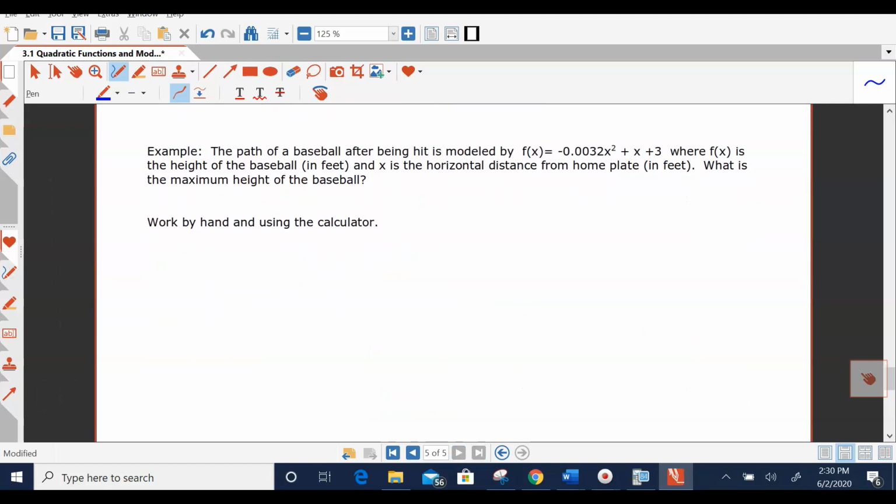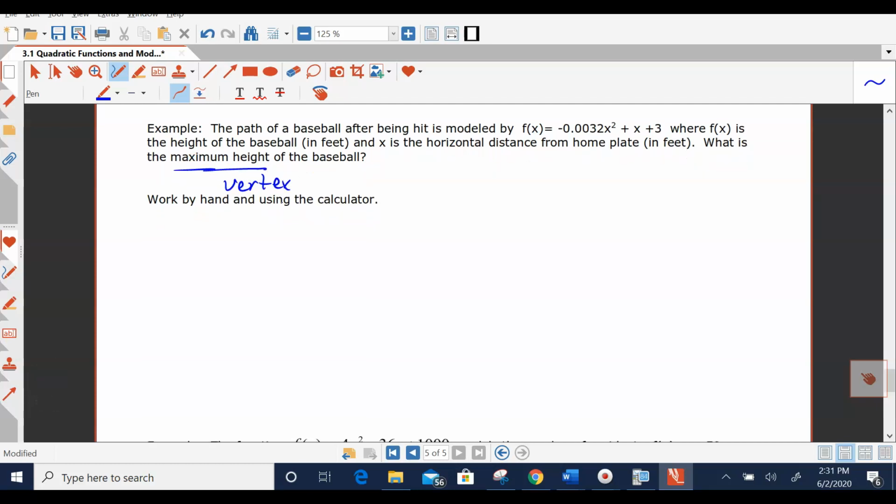So we've got this situation. The path of a baseball after being hit is modeled by this quadratic equation, and it represents the height of the baseball. And x is a horizontal distance from home plate. So how far from home plate it is and how high it is. And we want to find the maximum height. That just means we need to find a vertex. So let's work on finding it.